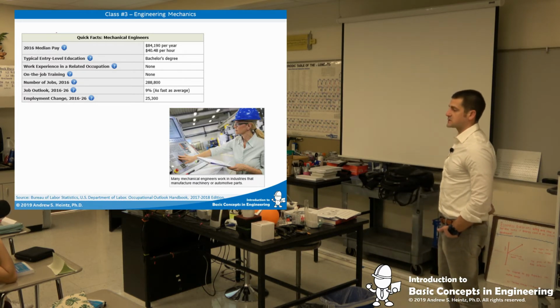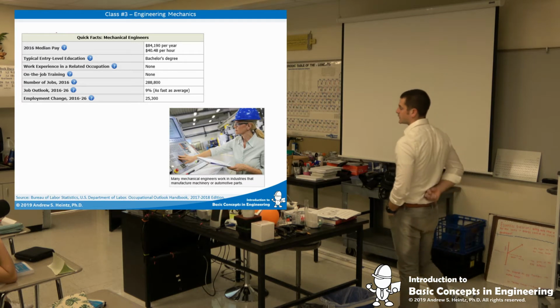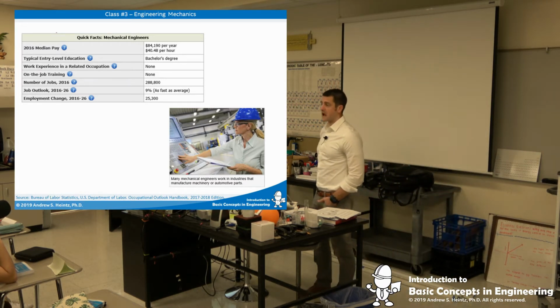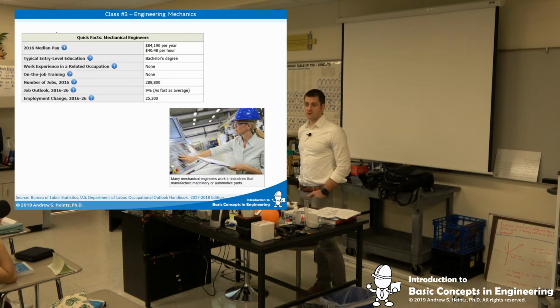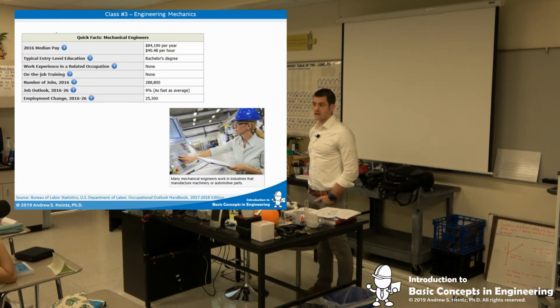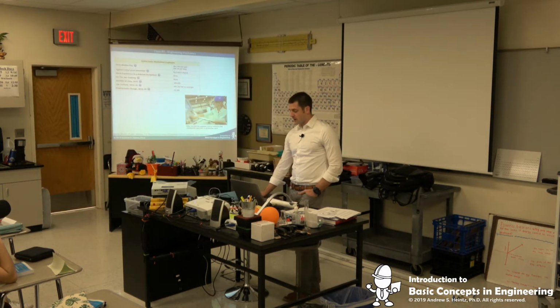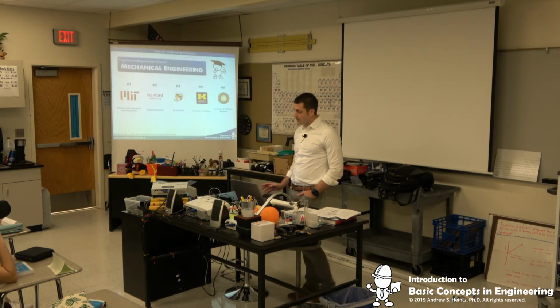Typical entry level is a bachelor's degree, so you can very easily go in there with a bachelor's degree. Now that doesn't mean you're going to be making 84 with your bachelor's degree. What that means is the average person with a mechanical engineering degree who's in a mechanical engineering job earns 84. And that job outlook is 9%, so pretty much right in line with what we talked about.